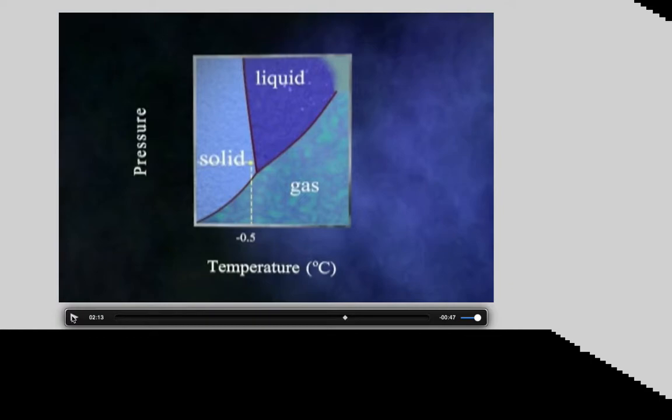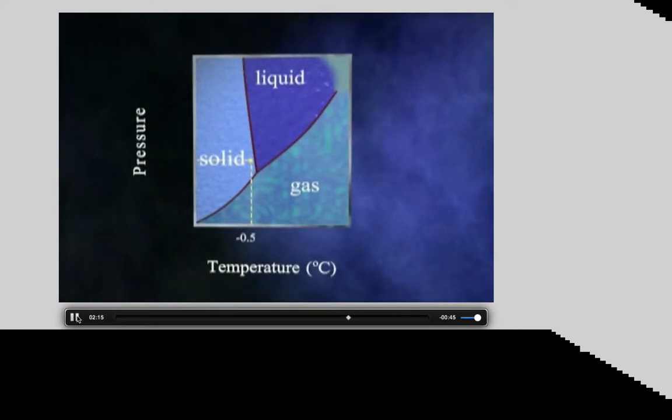This one's interesting. So now we're at a temperature that is slightly above the freezing point of water. I'm sorry, slightly below. So we're at negative 0.5 Celsius. So water is ice. It's a solid, slightly below the freezing point of water. The question is, what happens if we increase the pressure? What's going to happen? Which direction will this dot move if we increase pressure? Up, down, left, or right? Up. And eventually what's going to happen? It's going to melt.